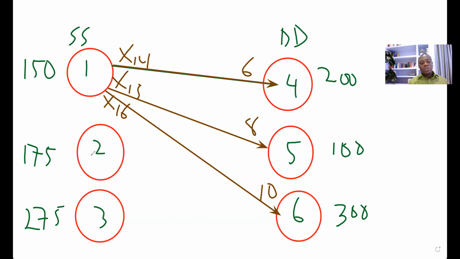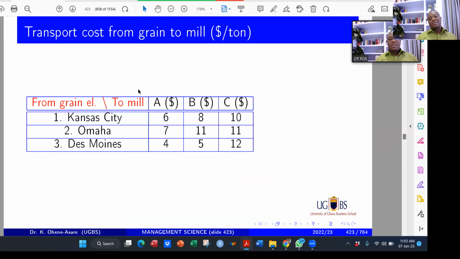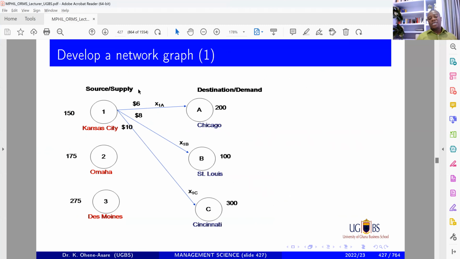And then you have to do the same for node 2, going to 4, 5, 6. Then do it for node 3, going to 4, 5, 6. I'm sure you get the point of what I'm trying to say. If you do all that well, you are going to have something that looks like this. So you can see what I've shown you here. I am showing ABC in the demand, but don't worry. You can still use that.